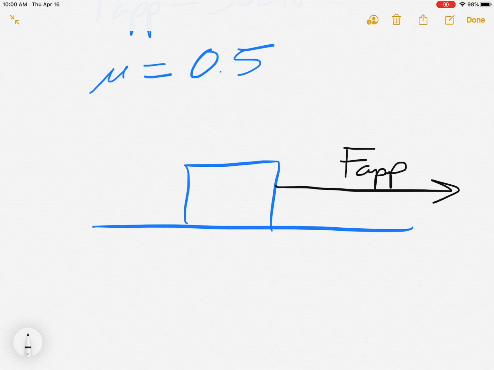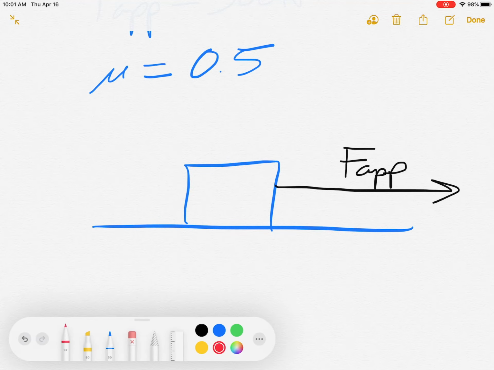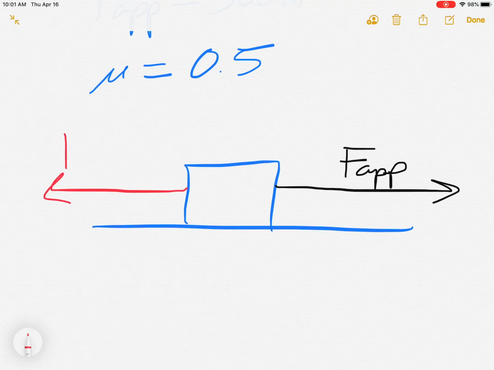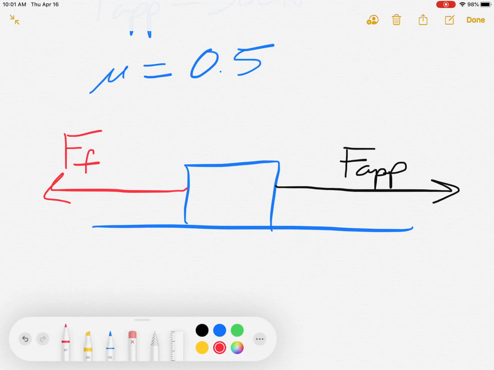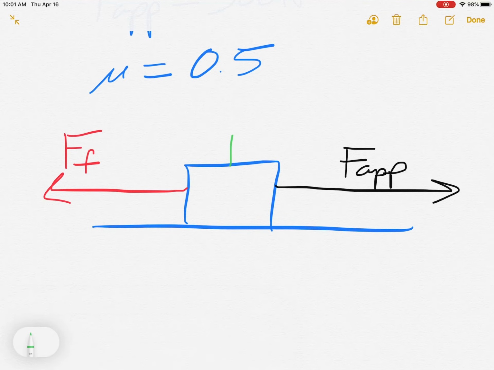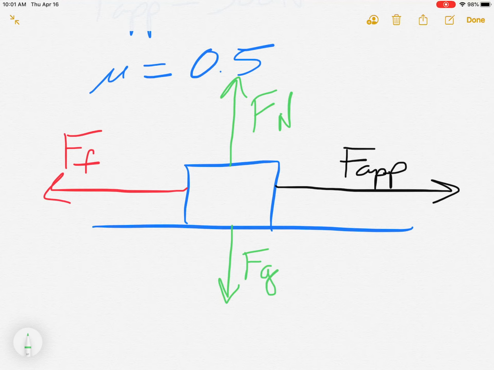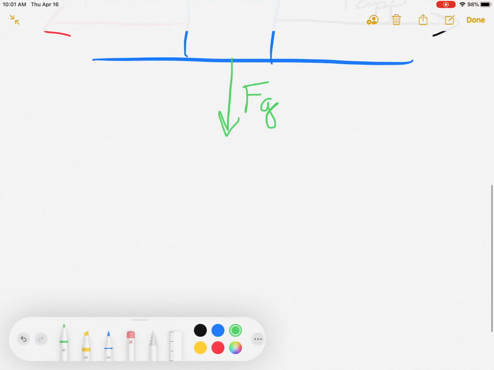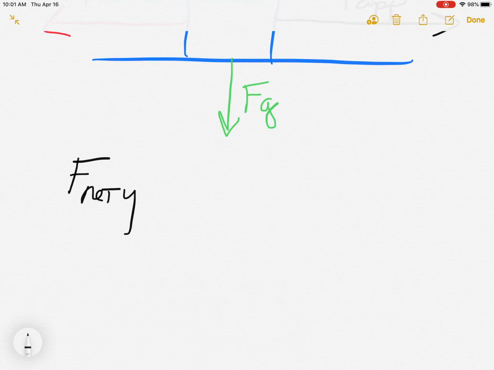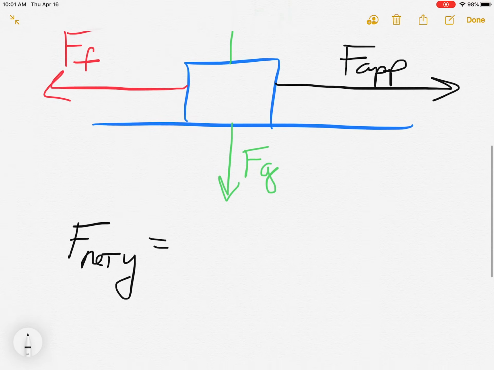Okay, so we have the applied force, F applied, which we would be pushing with. And of course, we're going to have to fight against the friction force right here working against us. We also have to consider that we have some vertical forces. We have the normal force, Fn, and the gravity force down below. So, to figure this out, we have to start with our F net x and F net y. So let's do F net y first.